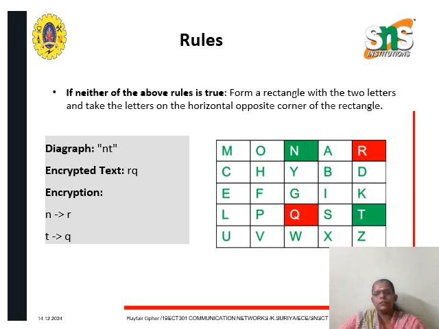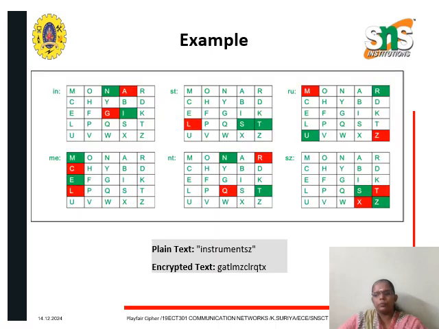The next rule is if it is not in the same row or same column, then it forms a rectangle with the two letters and you take the letter on the horizontal opposite corner of the rectangle. So you consider NT here. N and T are present in different rows and columns. So this N and T will form a rectangle as shown here. The opposite corner of N is R. So N is replaced with R and the opposite corner of T is Q as shown here and T is replaced with Q. So this is the example.